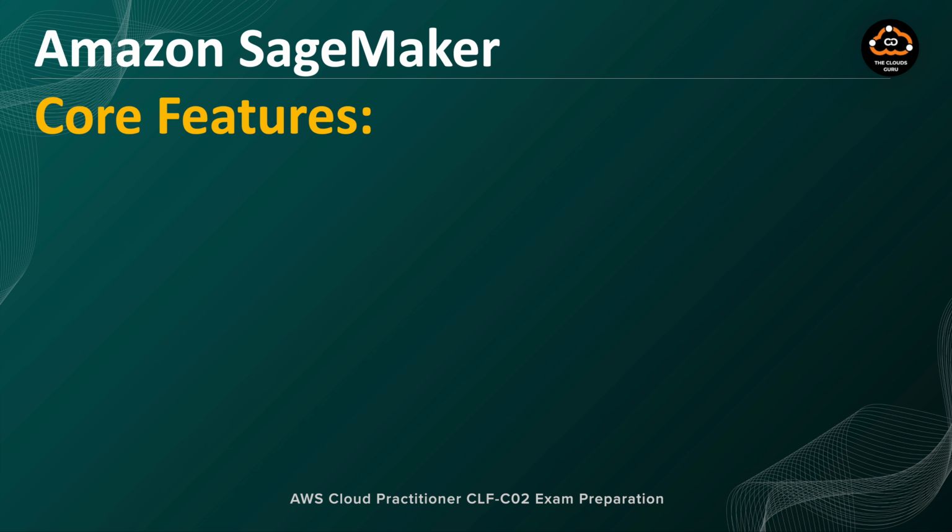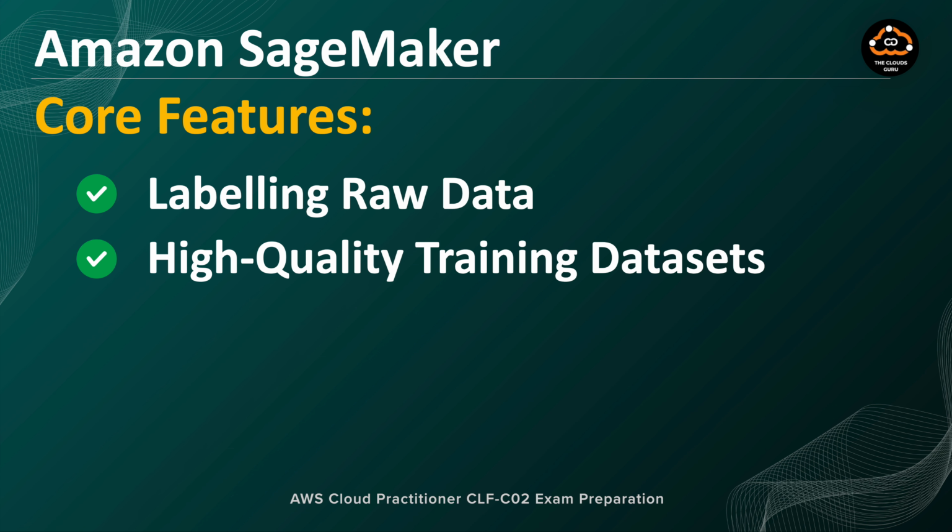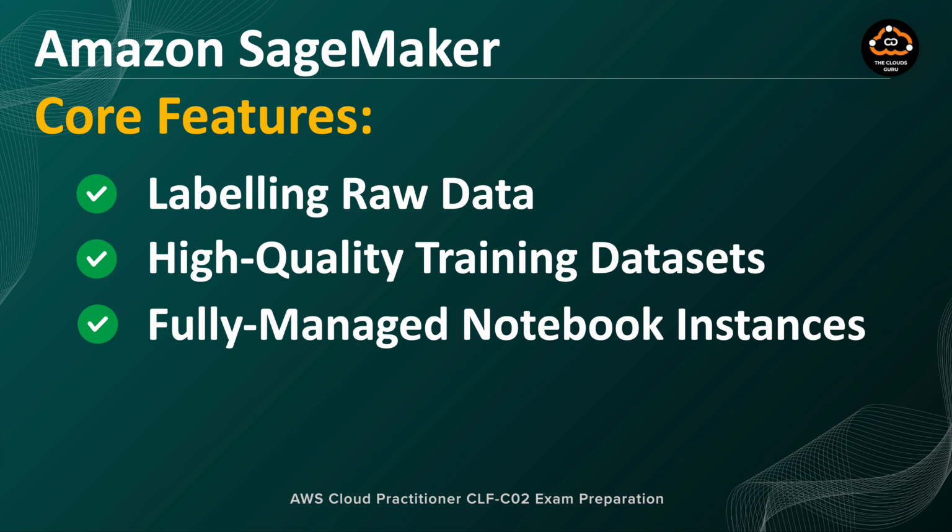SageMaker removes the heavy lifting from each step of the machine learning process to make it easier to develop high-quality models. Core features and benefits: Labeling raw data utilizes active learning to label your raw data, making the creation of training datasets more efficient. High-quality training datasets ensures highly accurate training datasets, crucial for the development of effective machine learning models.